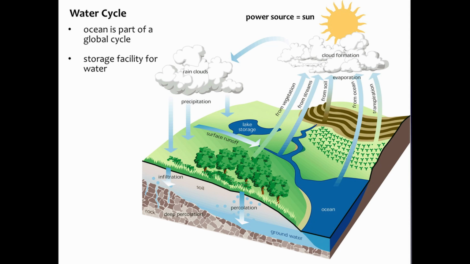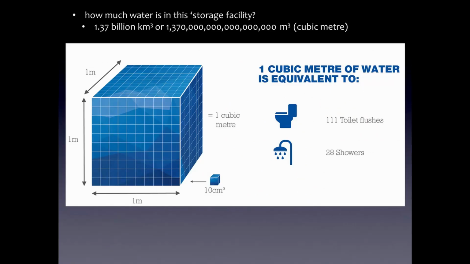Water can leave the ocean through such processes as evaporation, transpiration, and even through subduction. Water will be included in the subducting plate and make its way deep down into the Earth's interior. Once again, how much water is in this storage facility?